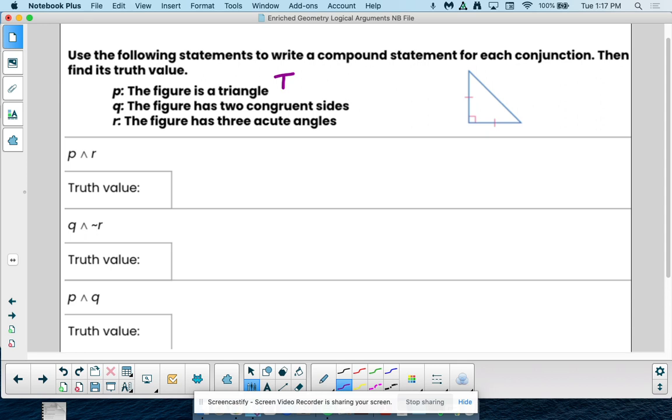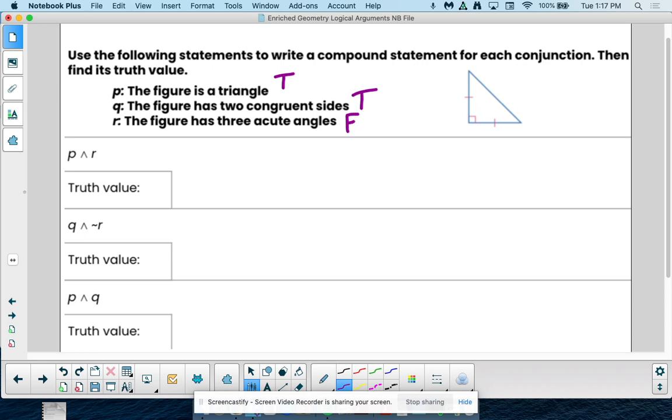The figure has two congruent sides. How do we know? Those tick marks, yep. So that's another true. And then the figure has three acute angles? No. Right, because we have what kind of an angle in there? Perfect. So now that we've decided if they're true or false, it makes that part much easier in the end, okay?